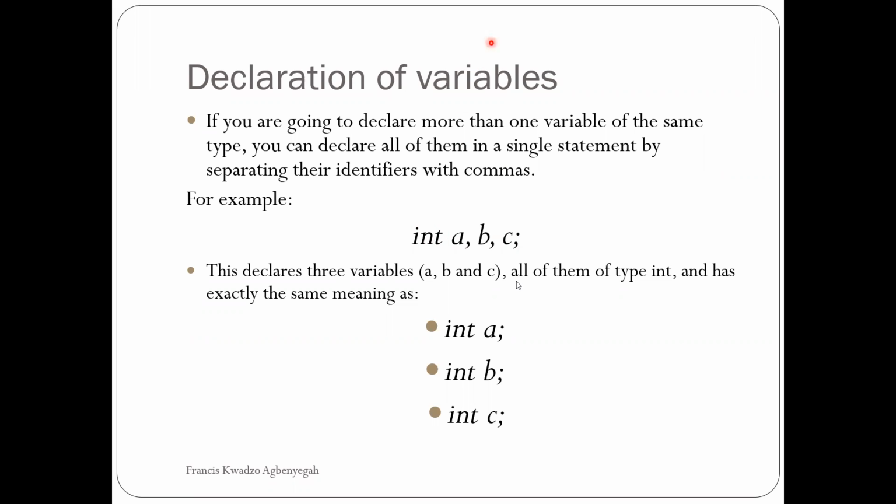You can do the same thing this way. In this case, this is multiple line declaration. Int A, then you terminate it. Int B, you terminate it. Int C, you terminate it. So this is the same as this. If they are going to be of the same data type, you can declare them on one line, or you can just separate them, each one on a different line. Whichever is convenient for you, you stick to that option.